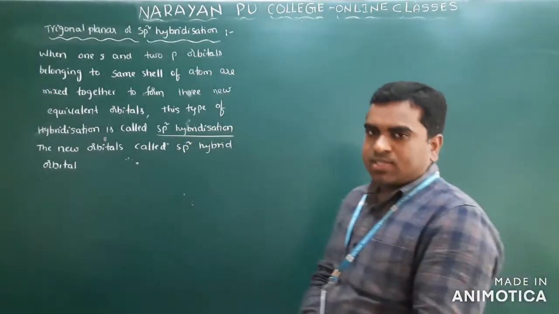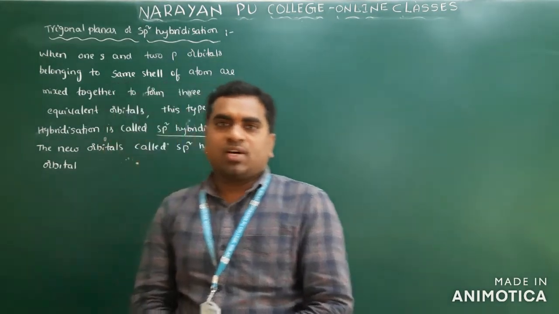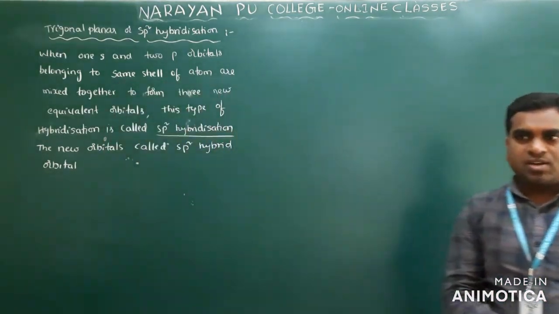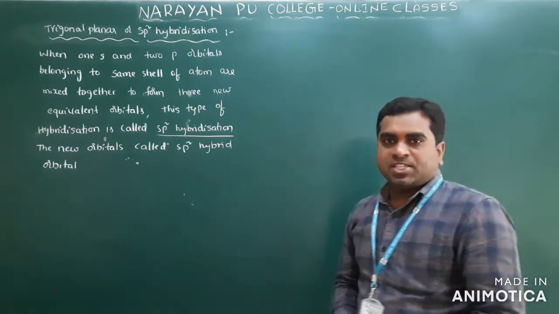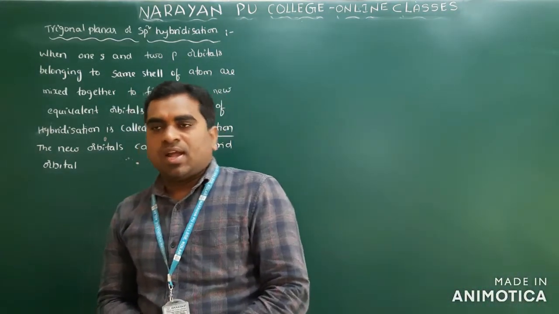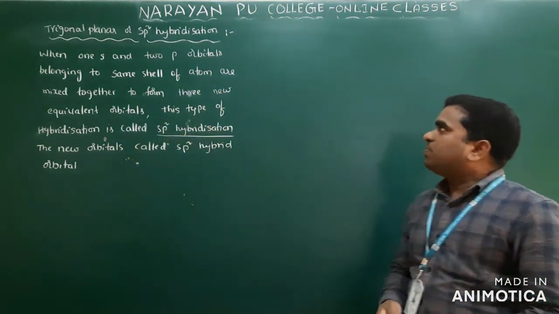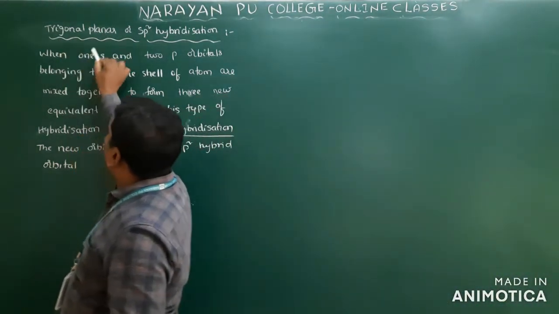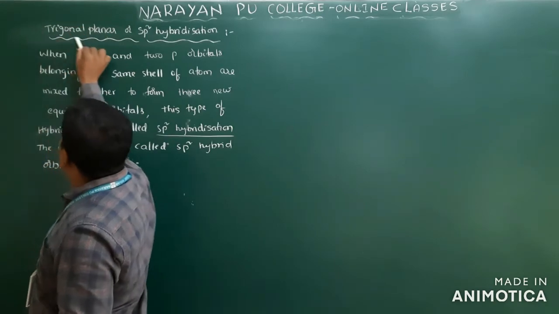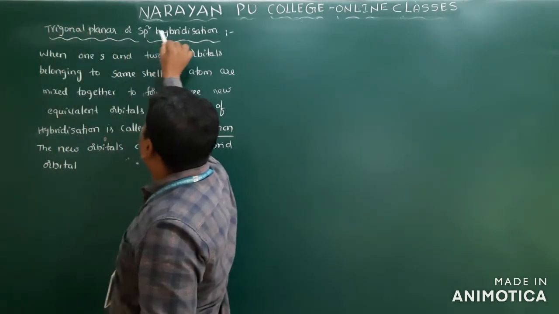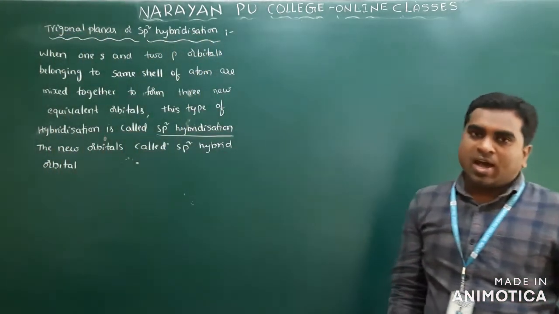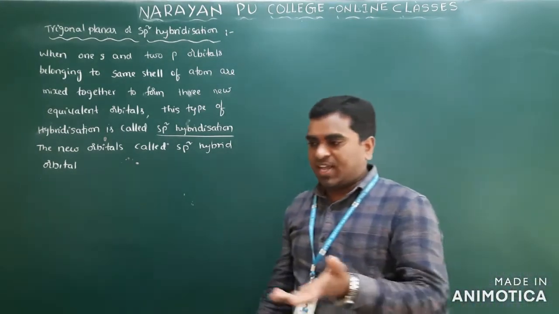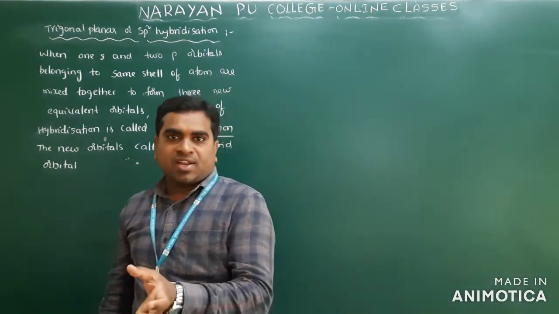So in the last class, we discussed the types of hybridization. In that, first we completed sp3 hybridization, and second one is sp2 hybridization. Clear? Or we can call it trigonal planar. This trigonal planar indicates the shape of these sp2 hybridized orbitals. Clear? Previously we discussed the sp hybridization is linear.